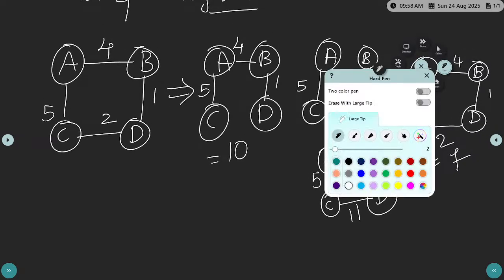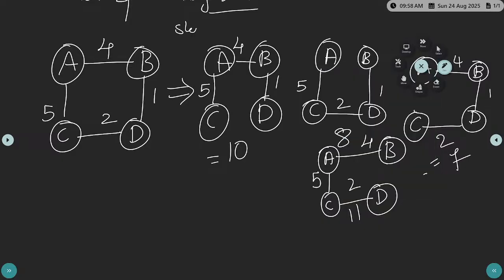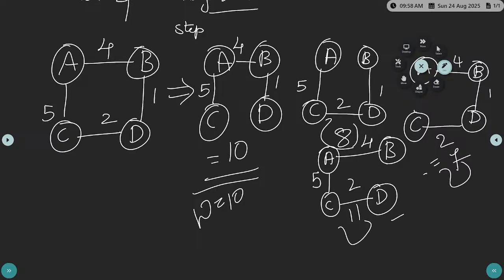Right? This is the first step. So the sum of its weight is 10. You write the weight of this spanning tree is 10. Next you will do step 2. The weight of this spanning tree is 8. So this one is 11 and this is 7. So the least cost spanning tree is the fourth one. For example, this is the third one, right? The third one is the least cost spanning tree.